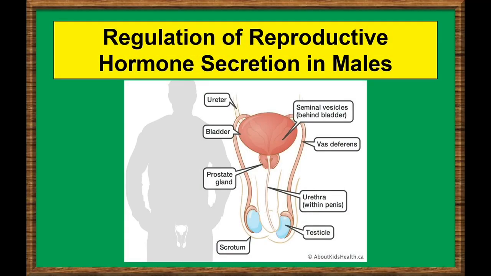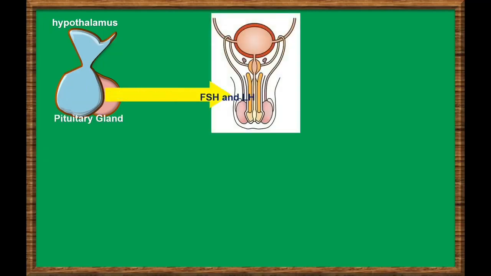Regulation of reproductive hormone secretion in males. At the start of puberty, the hypothalamus will release GnRH to stimulate the anterior pituitary gland to produce and release LH and FSH. The FSH and LH released by the pituitary gland will travel into the male reproductive system.